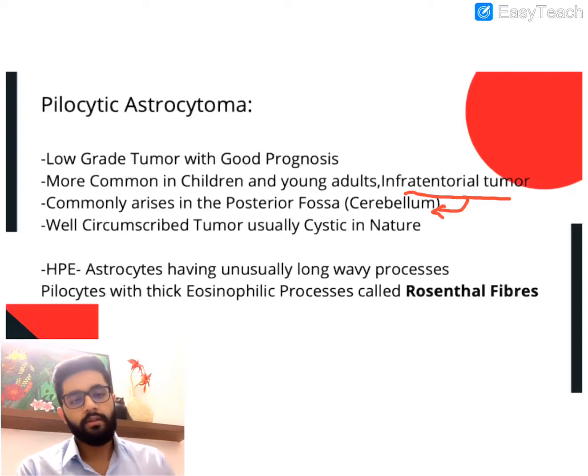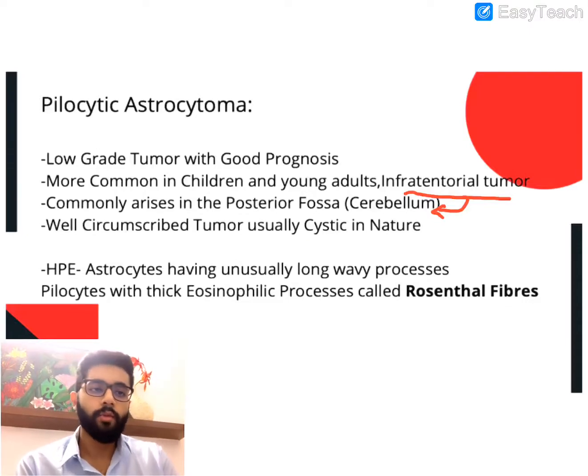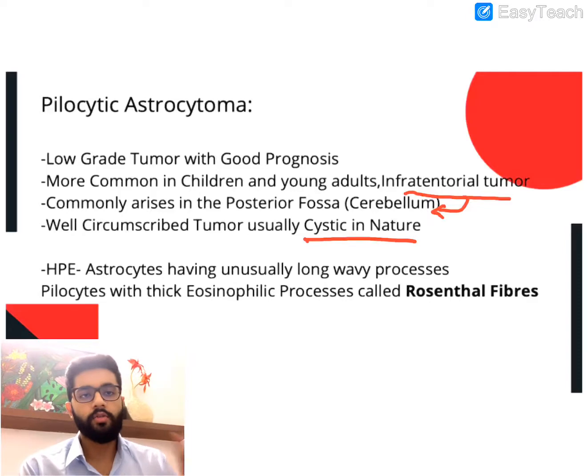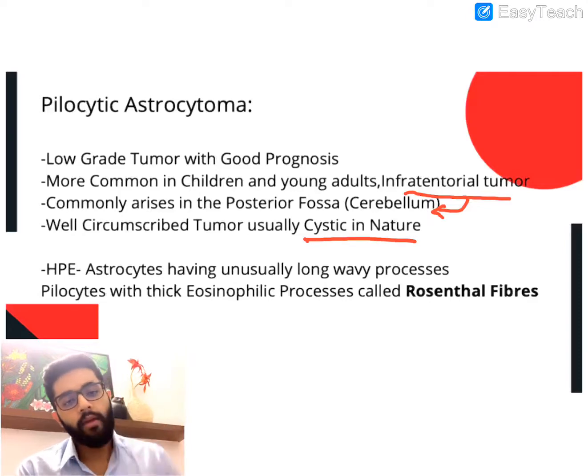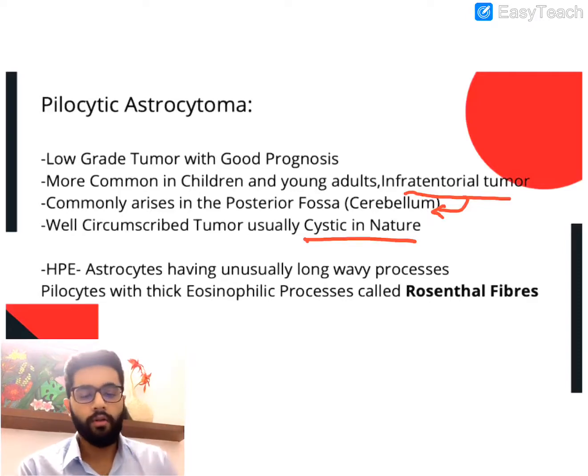And since it's a low grade tumor, it's a well circumscribed tumor, and the cells show a good amount of differentiation. And this tumor is usually cystic in nature. So you can remember it as pilocystic astrocytoma. Although that's not factually correct, it's just an easy way to remember that this tumor is cystic in nature. Now, so that was the gross findings.